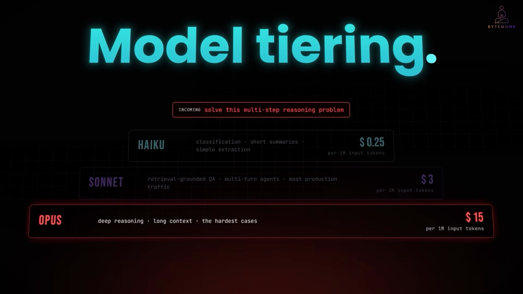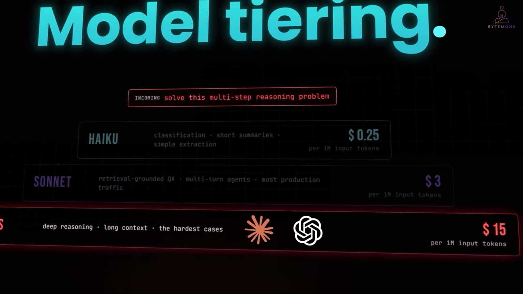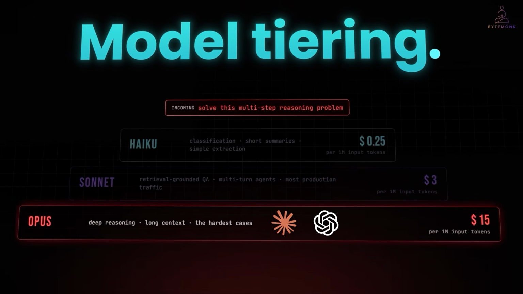You already know this pattern. It's the same idea as a CPU cache hierarchy. You don't go to main memory for every operation, because most of the time a faster, cheaper layer already has what you need. Same thing here. You don't reach for Opus or GPT-5 on every request. You match the model to the difficulty of the task.